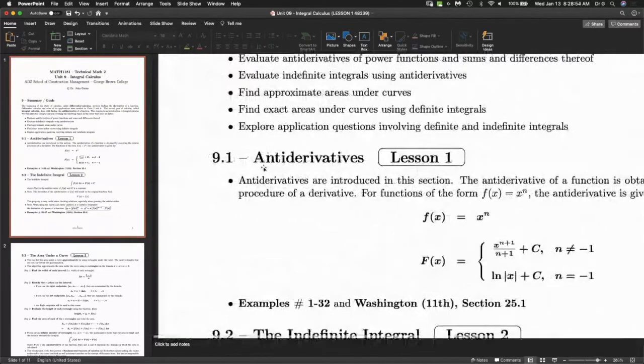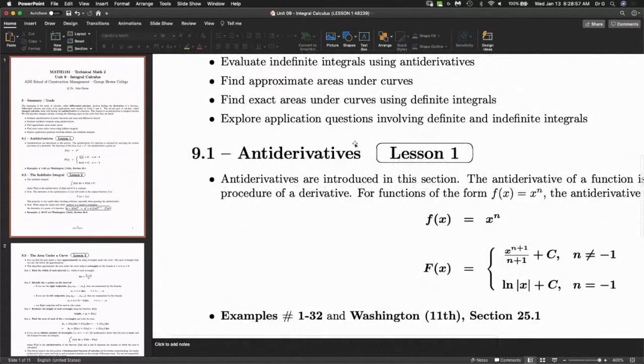Look at that fancy word there. Antiderivatives. What the heck is that? What do you think that means? Let me know in the chat. What do you think antiderivative is? What do you think that is? That's correct, Jai. Yeah, it's going backwards.